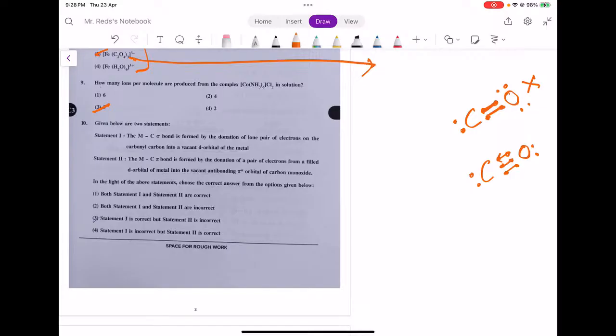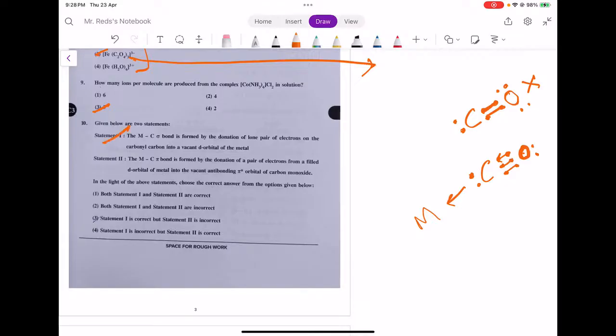In the formation of a covalent bond, both the atoms are contributing and mutually sharing the bond pair. But in the formation of a coordinate covalent bond, only one atom contributes the bond pair, but both are mutually sharing. So the lone pair present on the carbon atom is given to the central metal atom. So statement 1 is correct.